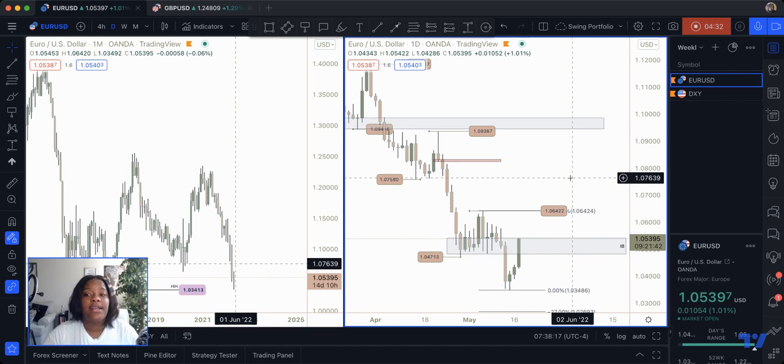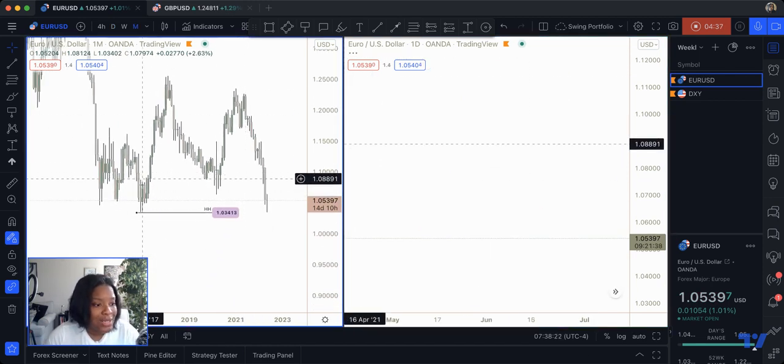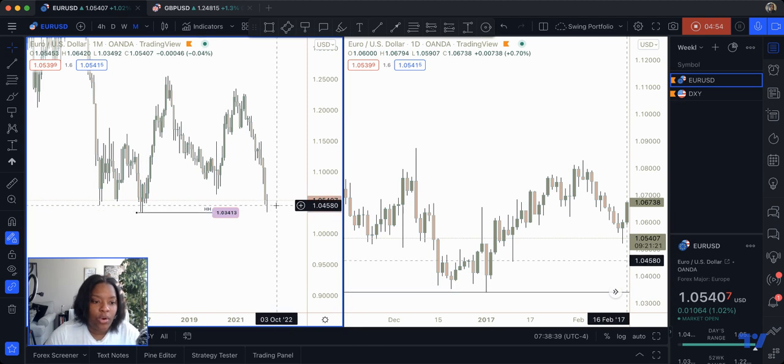Now, looking at Euro USD, let's go over here to my monthly time frame chart. Once again, in 2017 price was here at 1.03. So $1.03 is the lowest price at which people in the United States were able to buy the euro at a very cheap price, and look where price is right now.